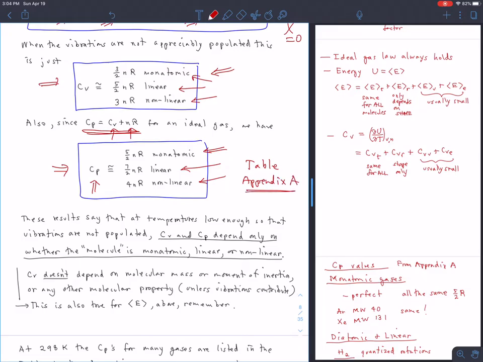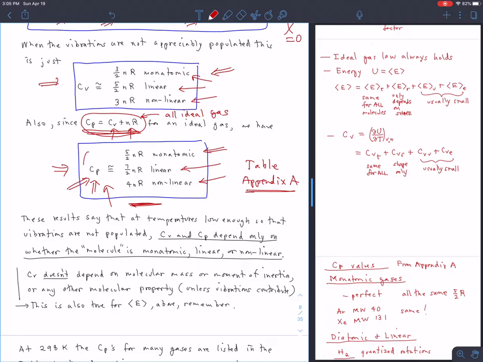And so we can compare values that we compute for Cp directly to values that have been measured and entered into the tables in Appendix A. And notice that this relationship, that Cp is equal to Cv plus nR, is always true for all ideal gases. That means that even if vibrations start contributing and our simple cases here start to break down, that doesn't affect the fact that Cp is just Cv plus nR.